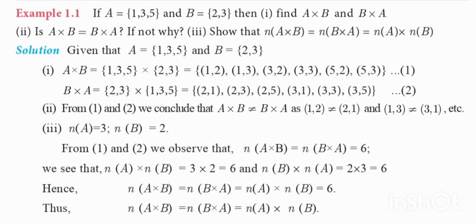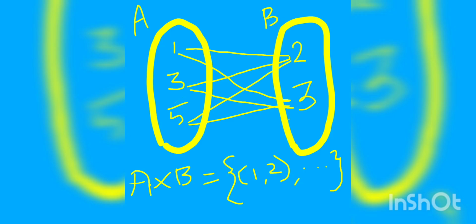So first we write the given data, set A and set B. Then the actual question contains the first subdivision part: we have to find the Cartesian product of A and B, that is A cross B. Then after listing the elements we have to find B cross A, that is the Cartesian product of B and A. So just listing these two Cartesian products is the first subdivision answer part.